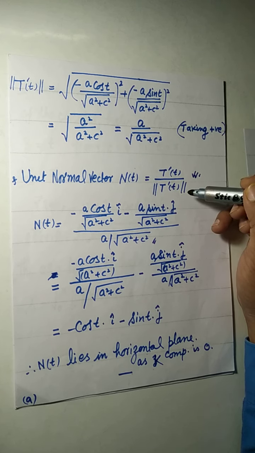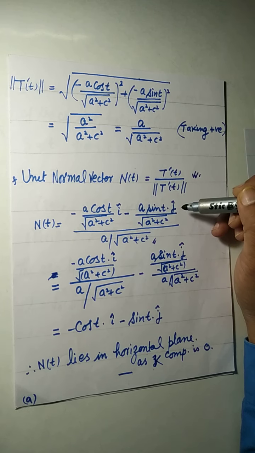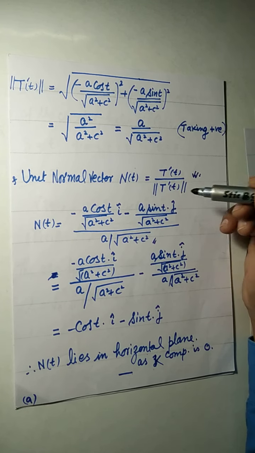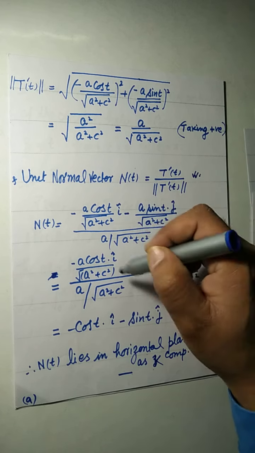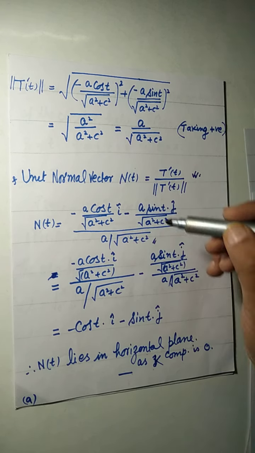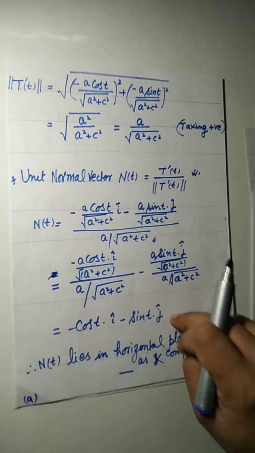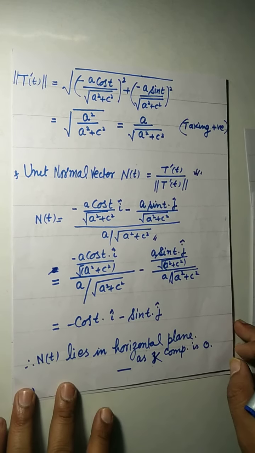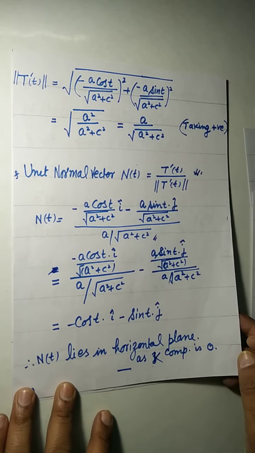On putting the value of T dash t in both places, this is the simplification, and N t, the unit normal vector, will be this one. N t lies in the horizontal plane as the k component is 0 here. So the normal vector lies in the horizontal plane.